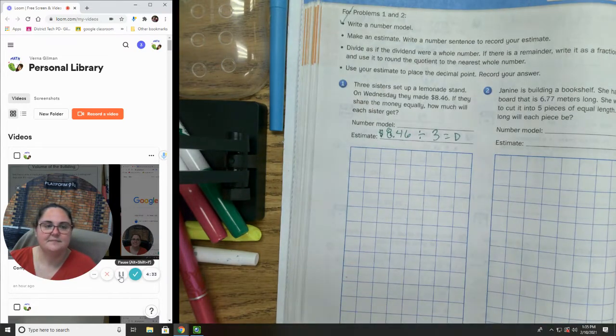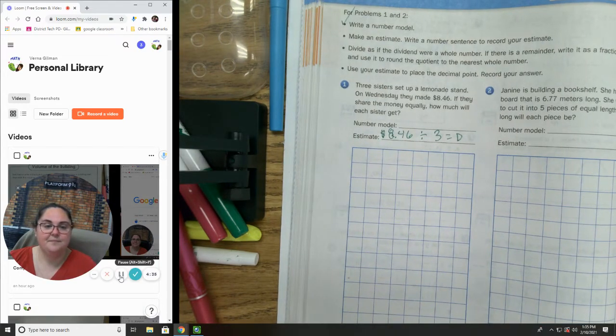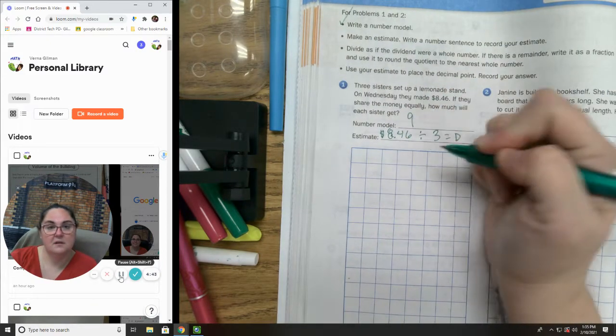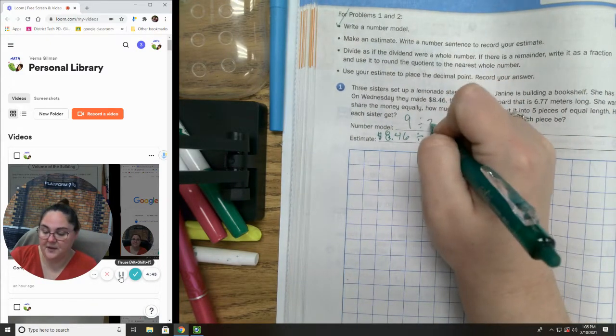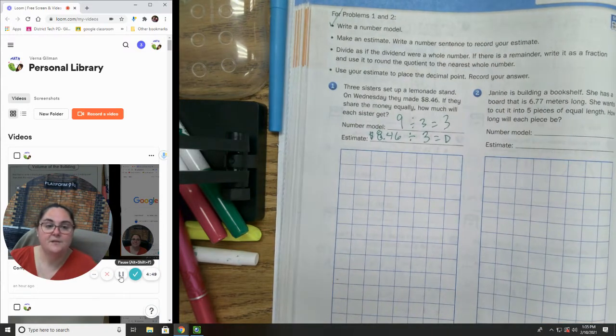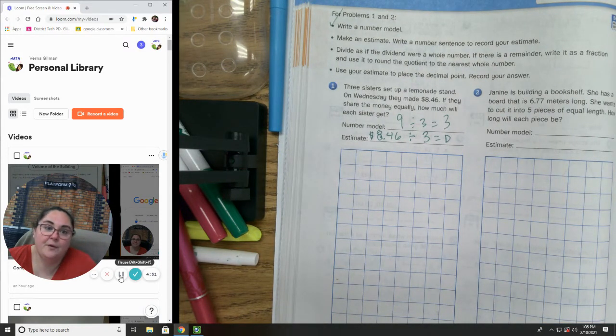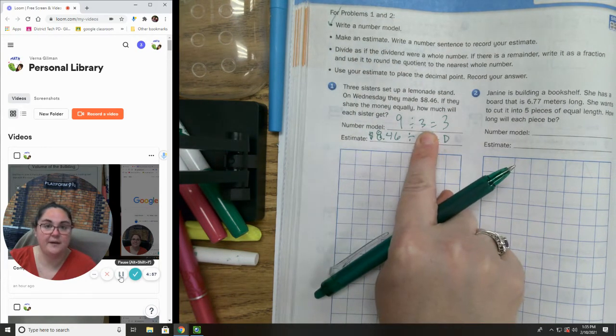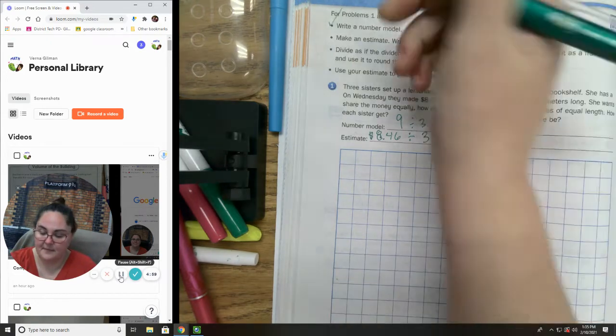Make an estimate. What is 8.46 close to? I'm going to say it's close to 9. 9 divided by 3, that's easy, is 3. So my answer is going to be about 3, really close to 3. So when it says make an estimate, we wrote our number sentence to show it. Done.